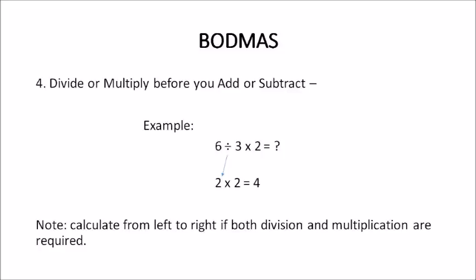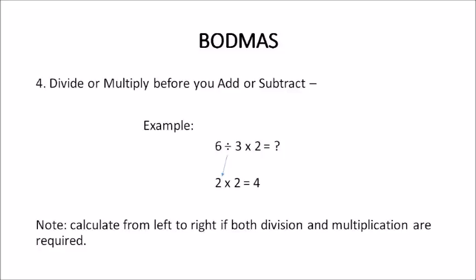Now according to BODMAS, even though D comes before M, okay, it doesn't matter, because division and multiplication, it sees division and multiplication in the same order. That means it doesn't matter whether you multiply first or divide first, okay, as long as you calculate from the left to the right. So if you start calculating from the left, you'll do 6 divided by 3, which is 2, and then you multiply by 2. So 2 multiplied by 2 will give you 4. Okay, so just remember this. Don't worry about the order, just calculate from left to right. And lastly, add or subtract.